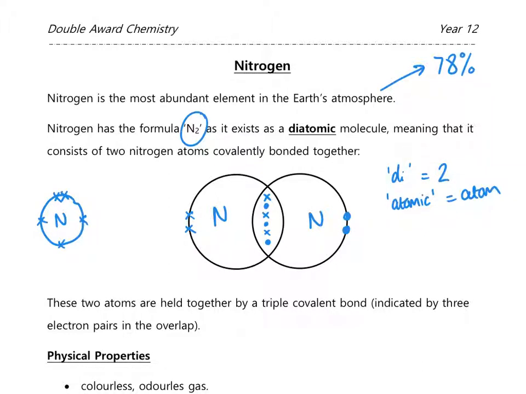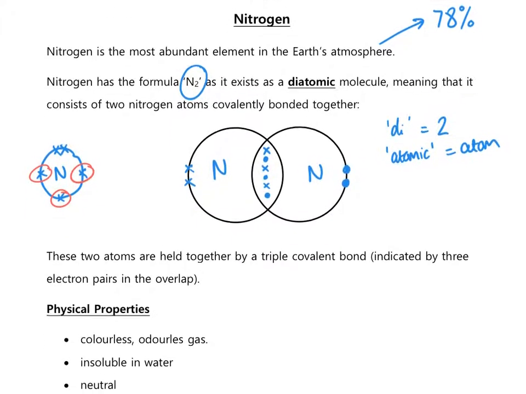That means essentially each nitrogen atom is sharing each one of its single electrons. It's sharing that with the other nitrogen atom. So that's your diatomic molecule diagram. So fill that into your notes.